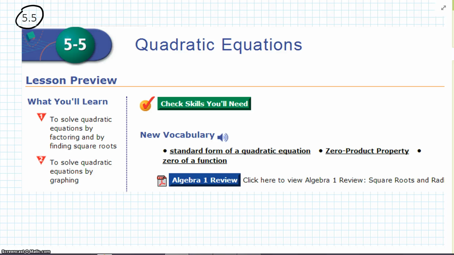Algebra 2, Chapter 5, Section 5, Quadratic Equations. What we're going to learn in this lesson is how to solve quadratic equations by factoring and finding square roots.